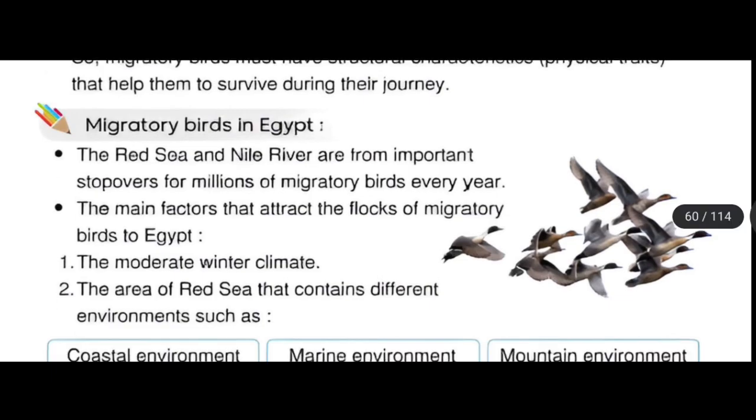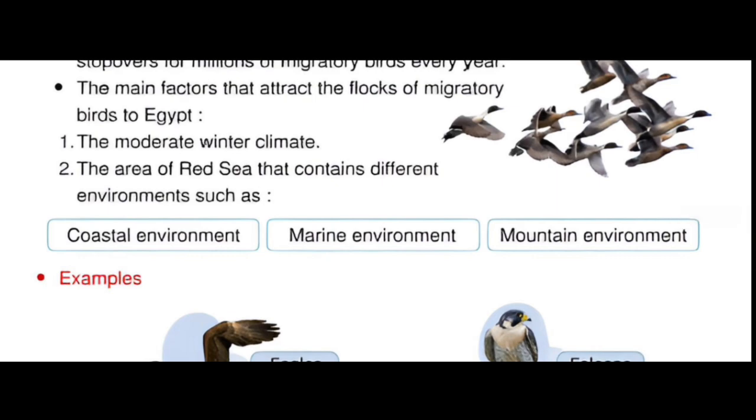Okay, the Red Sea and Nile River are important places for migratory birds. Birds come to Egypt because the weather is good and there are different environments. Birds enjoy the moderate winter climate, and the area of the Red Sea contains different environments like coastal, marine, and mountain, a variety of environments or habitats.